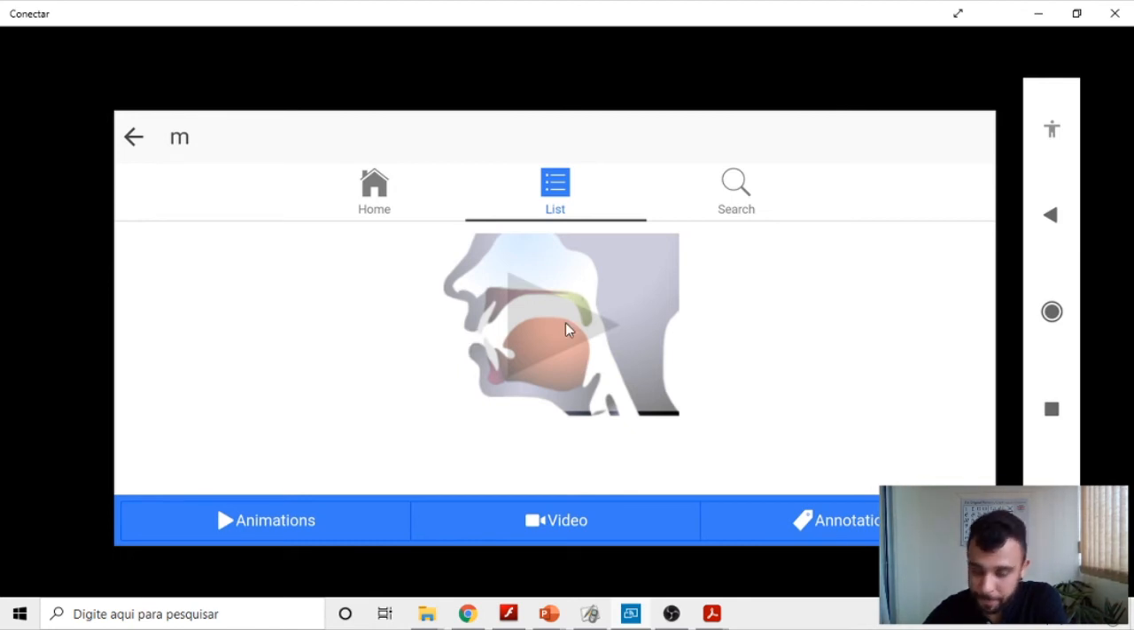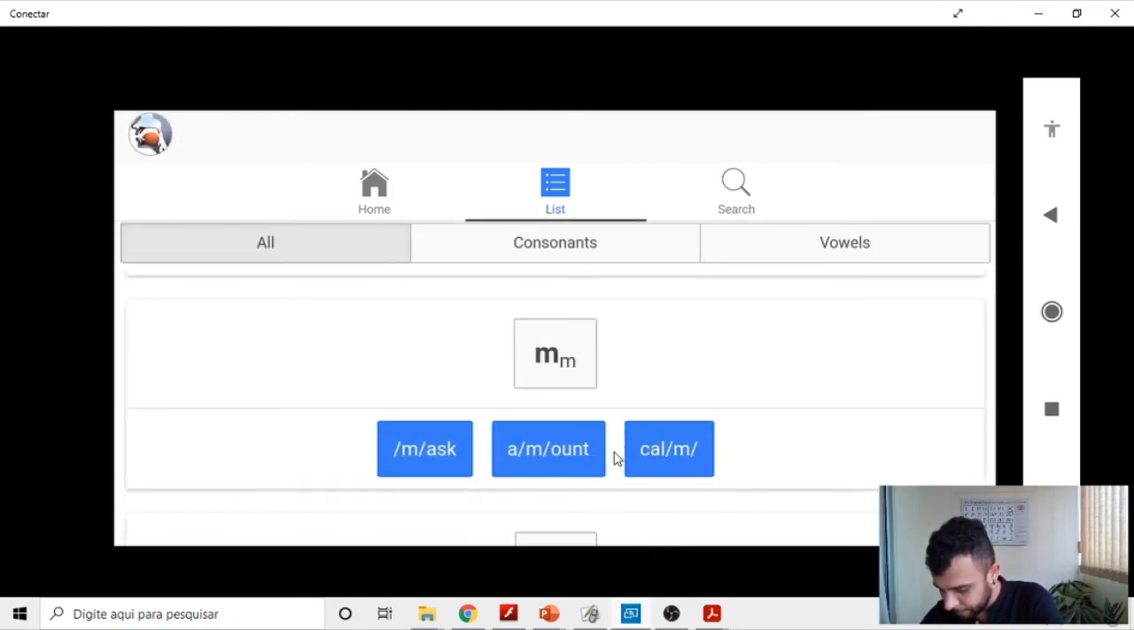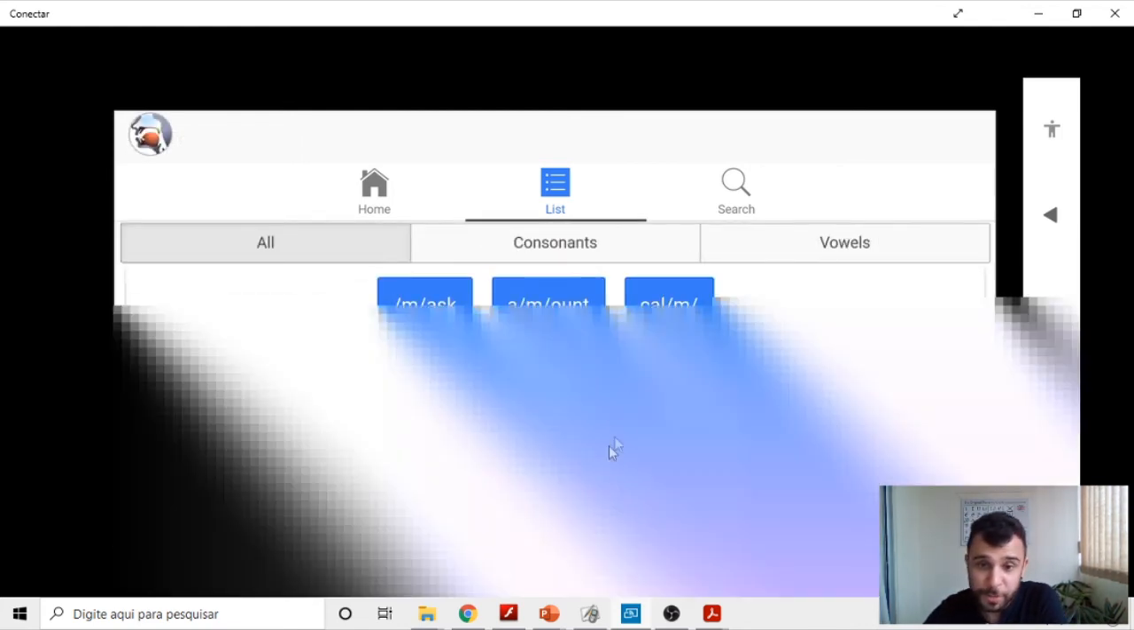Take a look at the velum here. It doesn't go up. So because it doesn't go up, air can escape through your nose. This is a nasal sound. Okay, and check what happens here. There is vibration, ma. Okay, next we'll have this one here, which is also nasal.